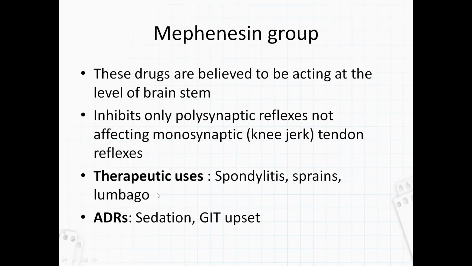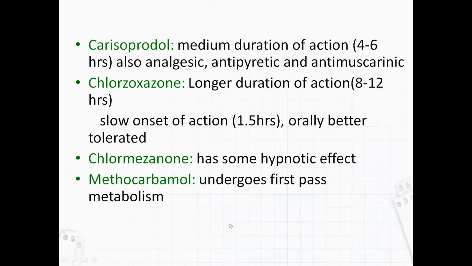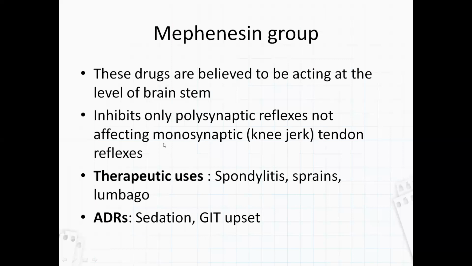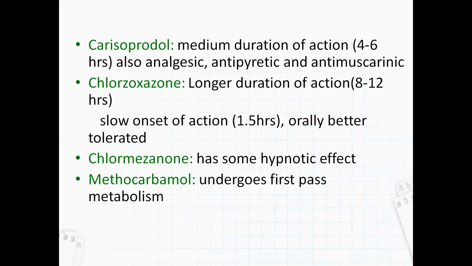The mephenesin group is usually used in any spasm or pain caused by spondylitis, sprains, and lumbago. This group of drugs can be given, and the adverse drug reactions of these drugs are sedation and gastrointestinal upset. Now, those drugs which come under the mephenesin group are carisoprodol, chlorzoxazone, chlormezanone, and methocarbamol.